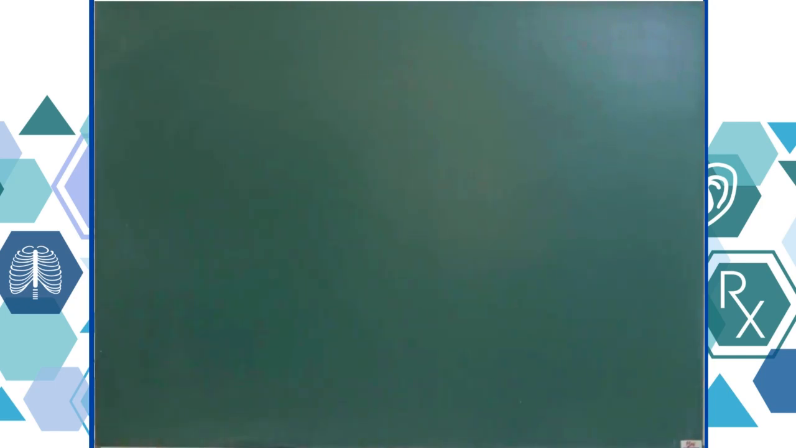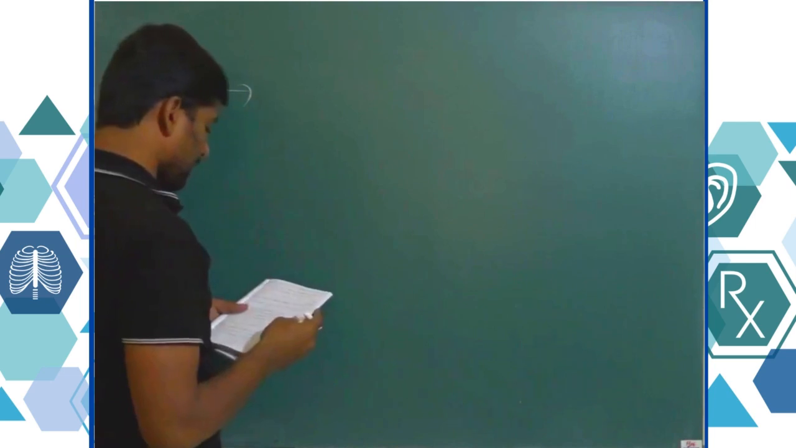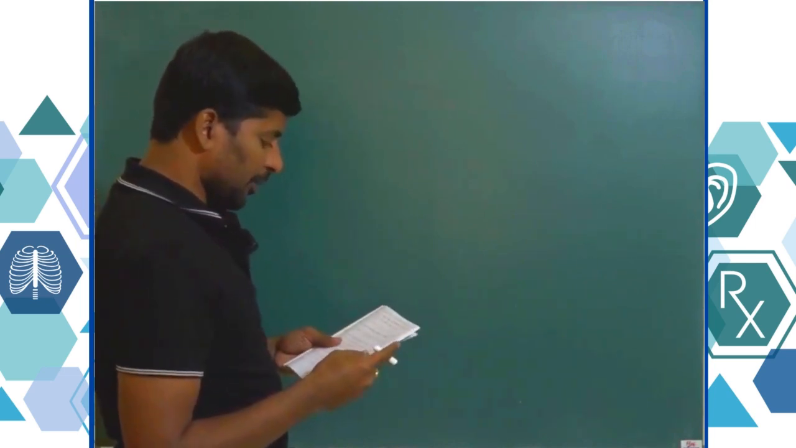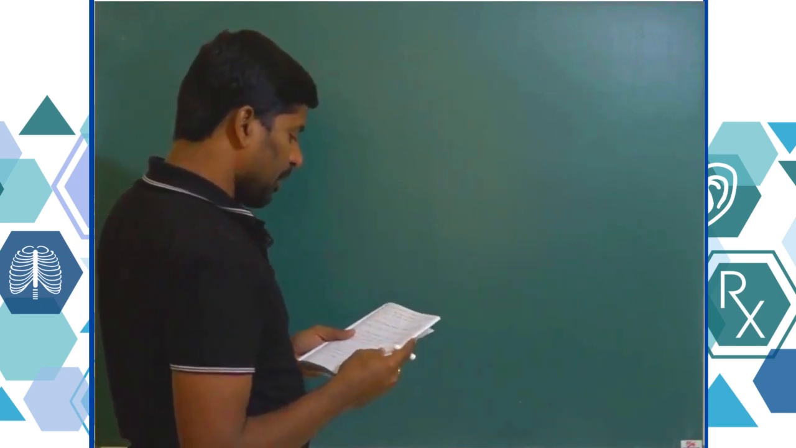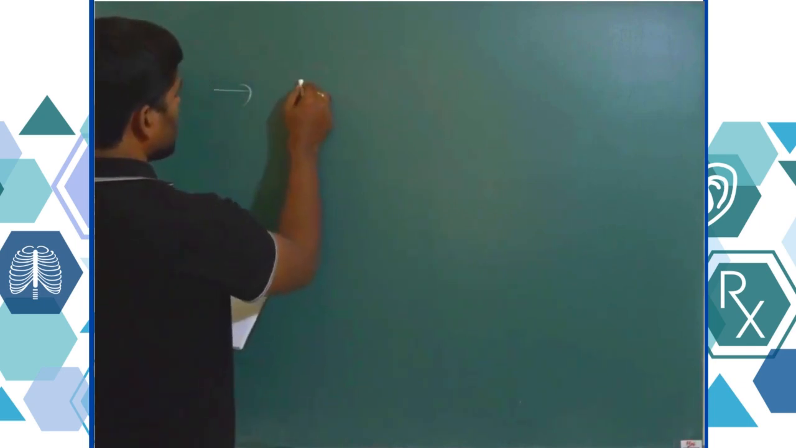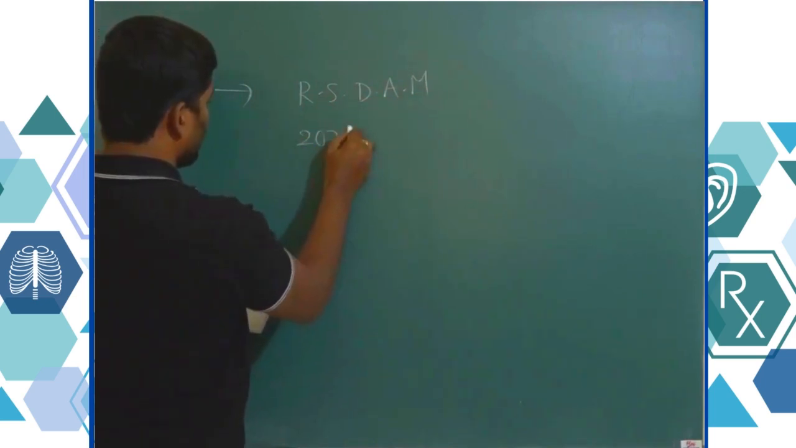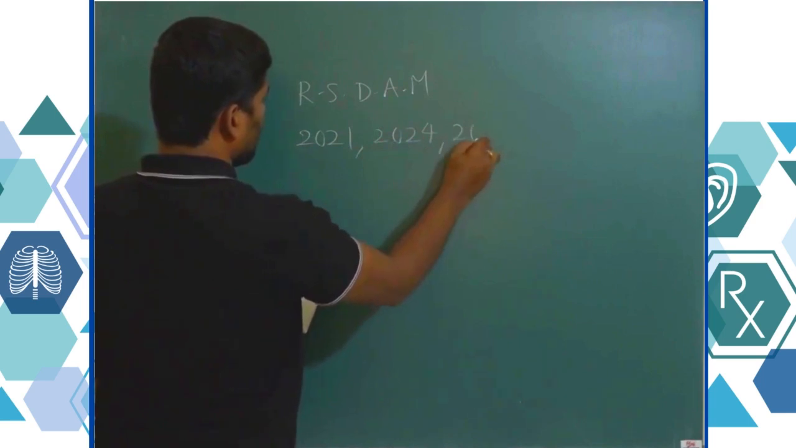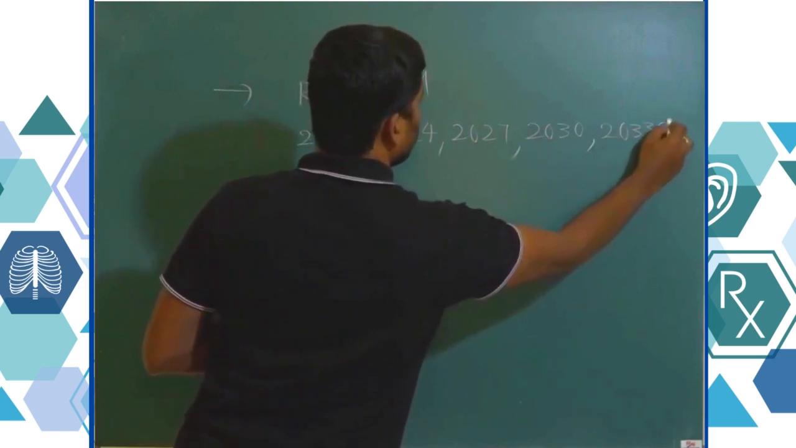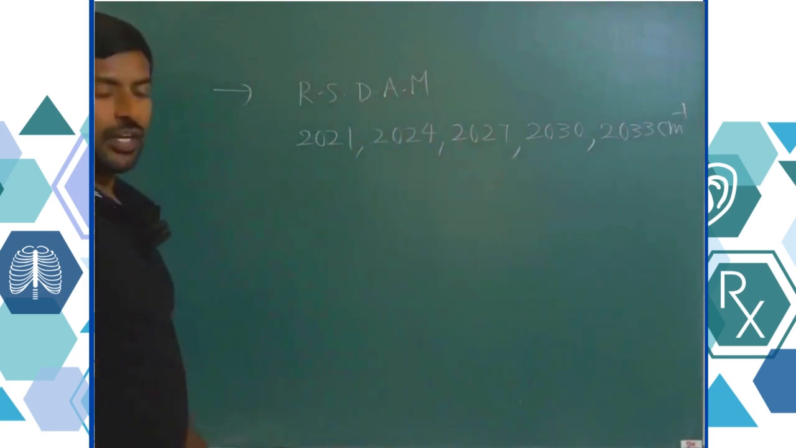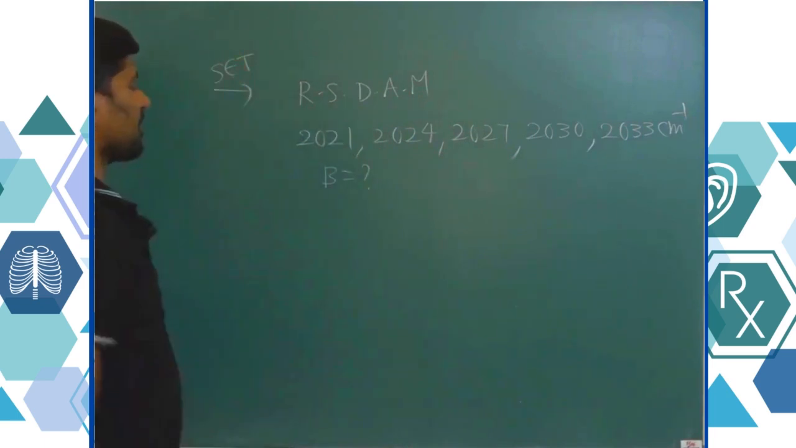Next one. This is given in SET exam. The rotational spectrum of a diatomic molecule gives several lines. Some of these lines are located at, okay, the rotational spectrum of a diatomic molecule is given. The lines are observed at 2021, 2024, 2027, 2030, 2033 centimeter inverse. So what is the rotational constant in centimeter inverse? That is the question given.